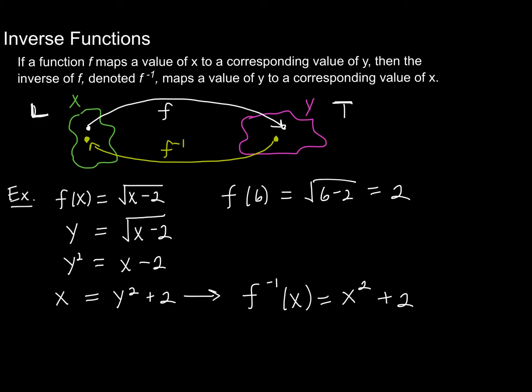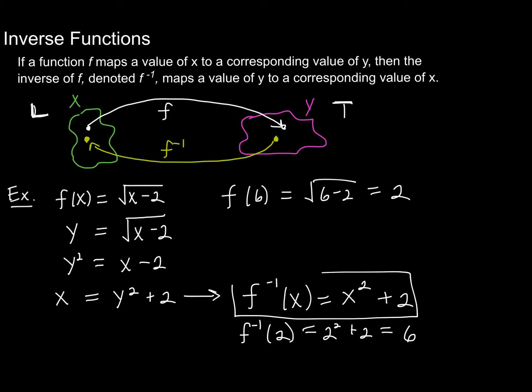So if in my original function I input some value, 6, that function gives me an output value of 2. My inverse should do the opposite. In other words, I should be able to input a value of 2, and my inverse function should take me back to 6. So let's see if this works. What is f inverse of 2? Well, it's going to be 2 squared plus 2, and that, of course, is 6. So if you didn't believe me, hopefully you do now, that this is in fact the inverse of the function f.